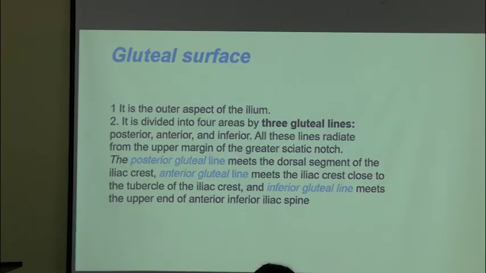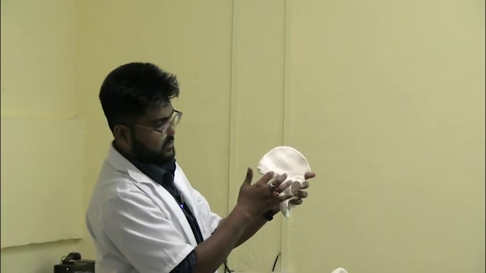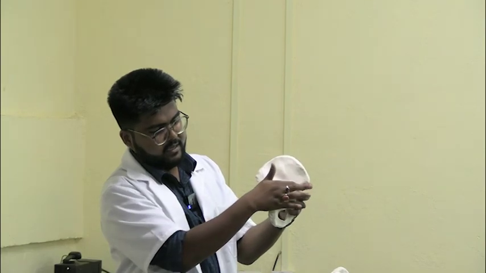So this is the outer aspect of the ilium. It is divided into four areas by the presence of three gluteal lines: posterior, anterior and inferior. All these lines radiate from the upper margin of the greater sciatic notch. This portion is called the greater sciatic notch. You can see here all the lines radiate from this part only. This is the posterior gluteal line, this is the anterior gluteal line, and the inferior gluteal line.